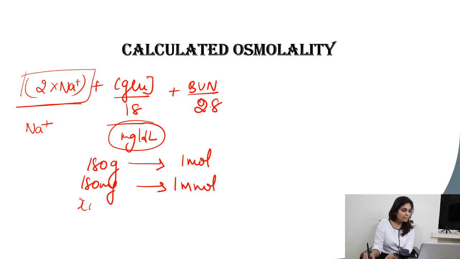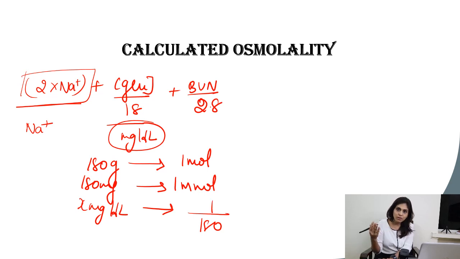So for the given X milligram per deciliter of glucose that is present in the circulation, how many millimoles can you expect? It's a simple mathematical formula, right? If it is 180 milligram, you know it is 1 millimole. So for the given X milligram per deciliter, how many millimoles will you have? It is X by 180 millimoles per deciliter. Milligram per deciliter gets converted to millimole per deciliter.